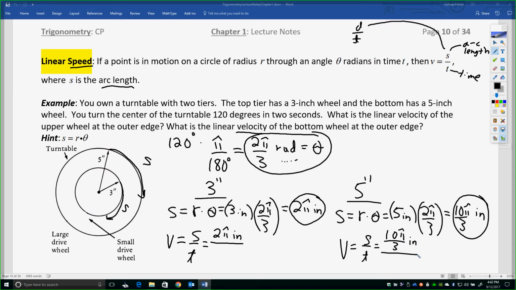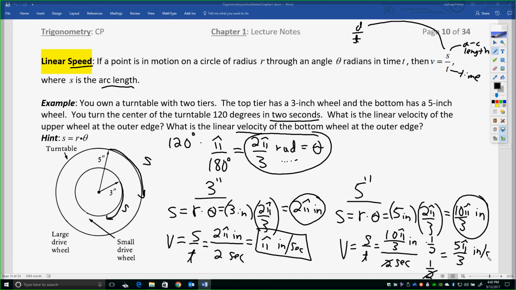Well, the time period in here is 2 seconds, and 2 seconds. So here I'd get pi inches a second. So that's my final answer there. And then here I've got to multiply by a half over a half to cancel that, leaving me with 1 second. So that leaves me with 5 pi over 3 inches a second. And that's my final answer there.